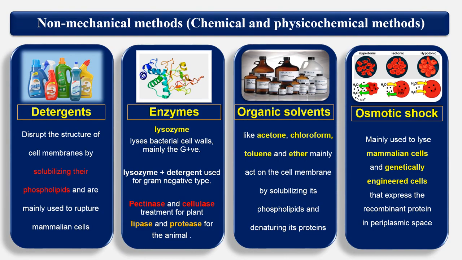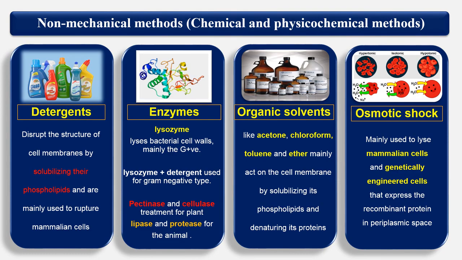Now we will talk about the non-mechanical methods, chemical and physicochemical methods. First, detergents. Detergents disrupt the structure of cell membranes by solubilizing their phospholipids and are mainly used to rupture mammalian cells. المنظفات تستخدم لتحطيم تركيب الغشاء الخلوي، وذلك عن طريق إذابة الدهون الفوسفاتية. تستخدم بشكل رئيسي لتحطيم الخلايا الحيوانية.